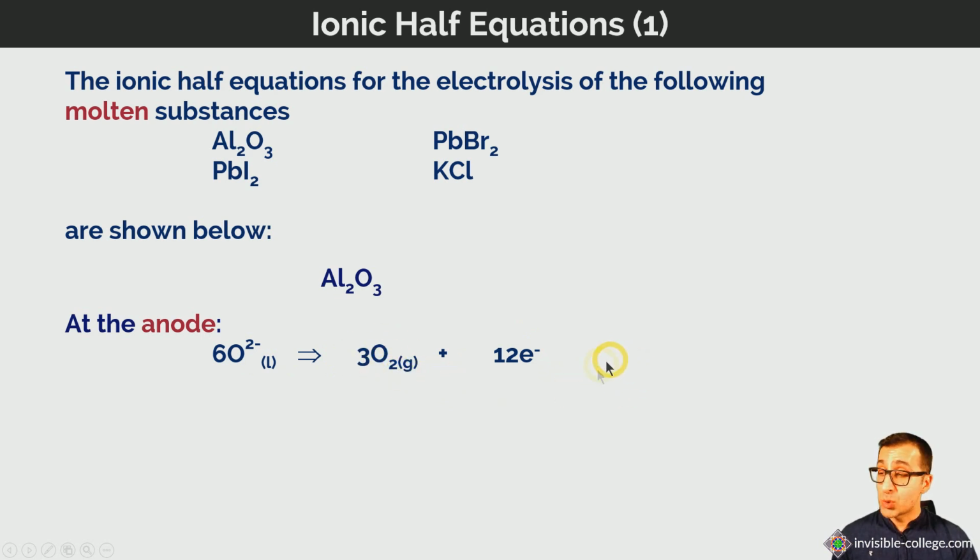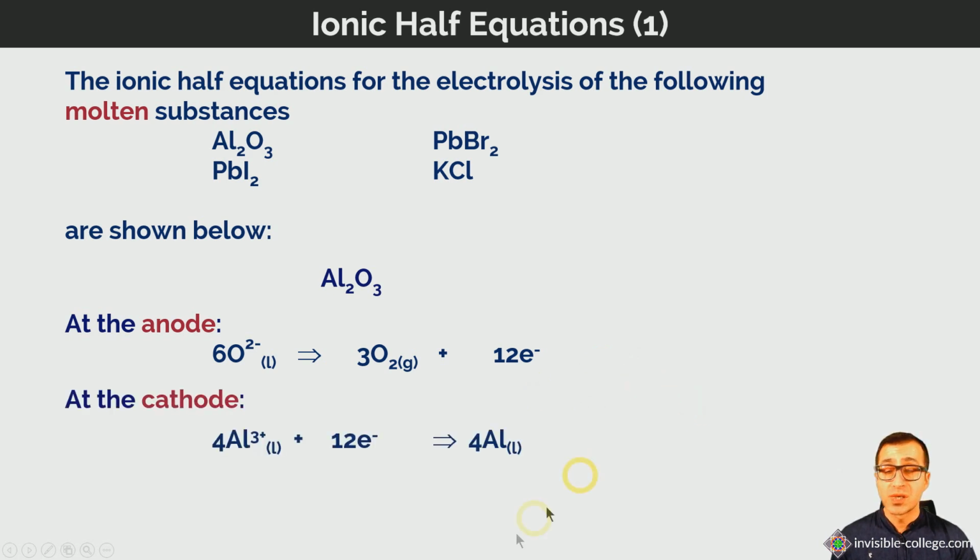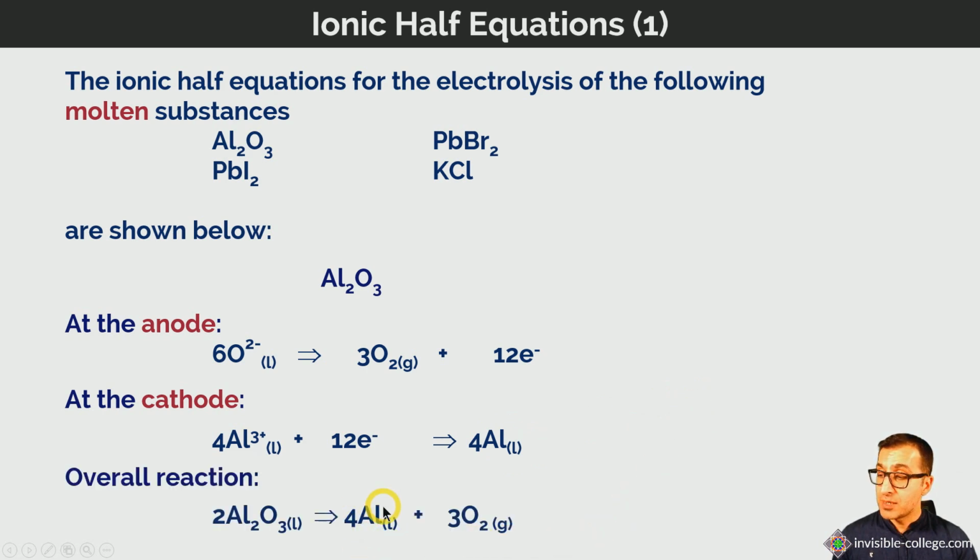At the cathode, those 12 electrons are supplied to a total of 4 aluminium ions to form 4 aluminium atoms. Now these will be in the liquid state. So the overall reaction is 2 molecules of aluminium oxide forms 4 atoms of aluminium in the liquid state and 3 molecules of oxygen gas.